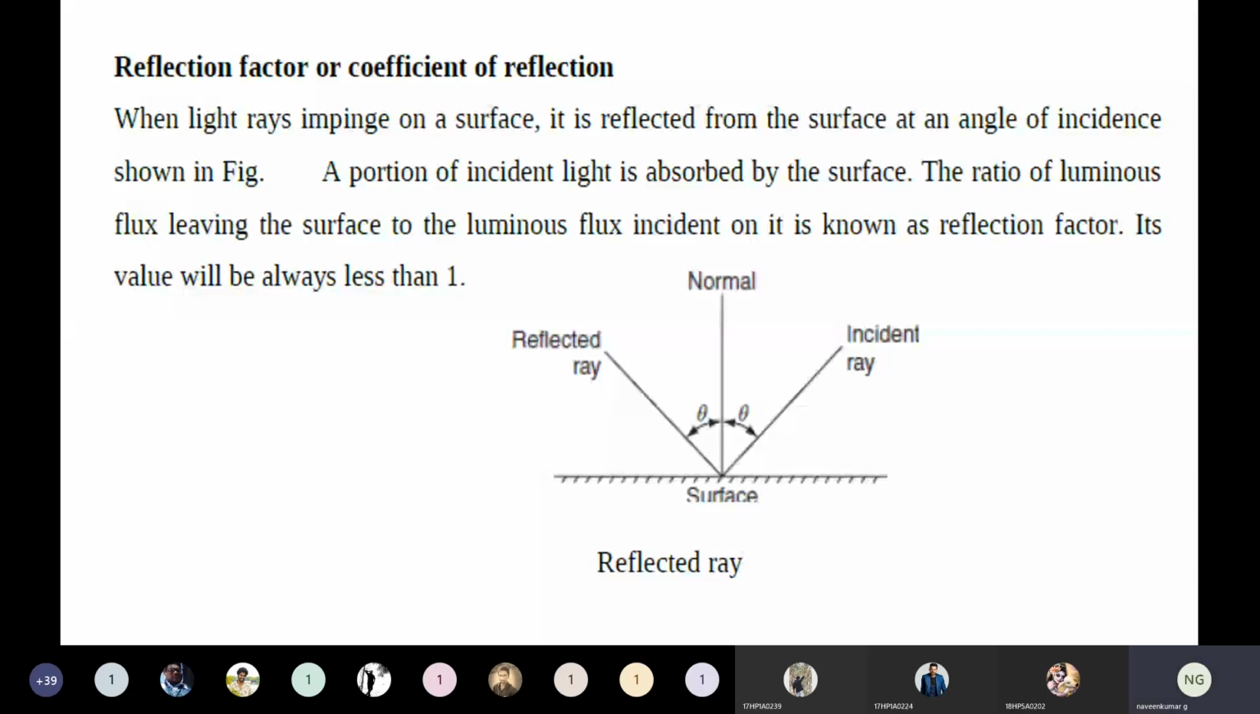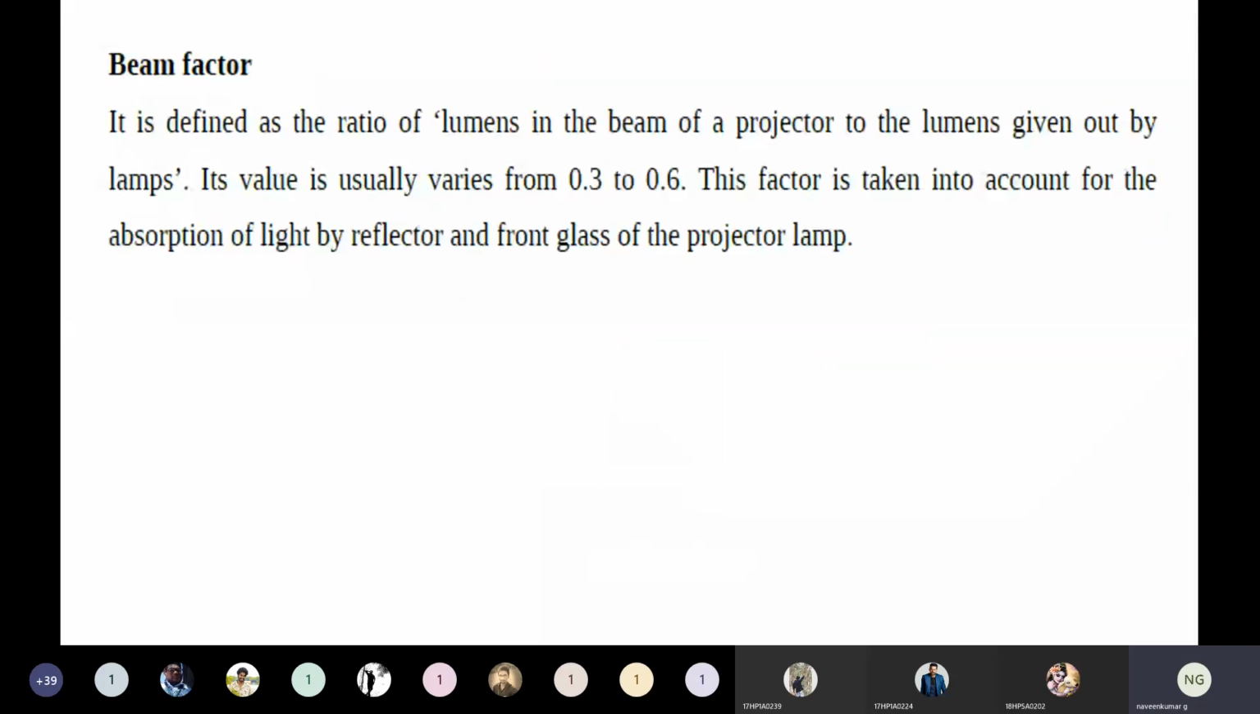Next definition is beam factor. It is defined as the ratio of lumens in the beam of a projector to the lumens given out by the lamps. We have already studied that the lumens given out do not completely reach the surface. Some of it is absorbed, some of it is reflected, some of it is scattered back. So this factor is taken into account for absorption of light by the reflector and front glass of the projector lamp.